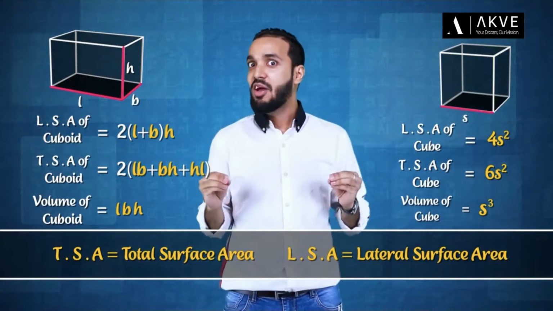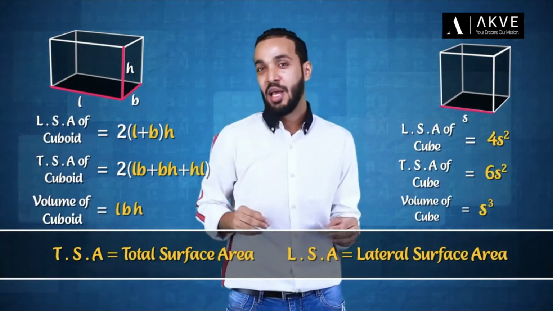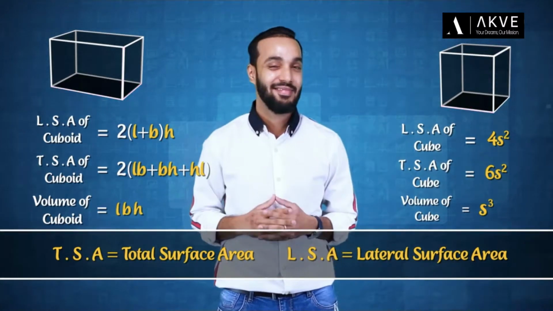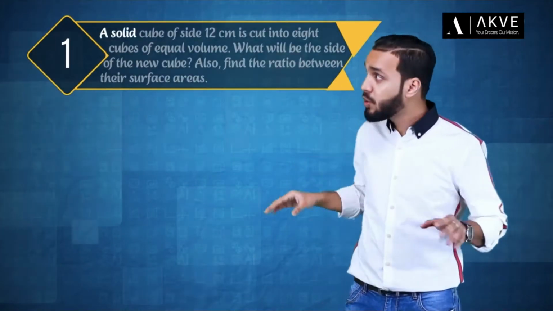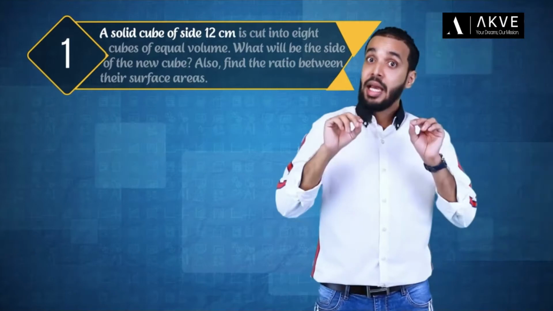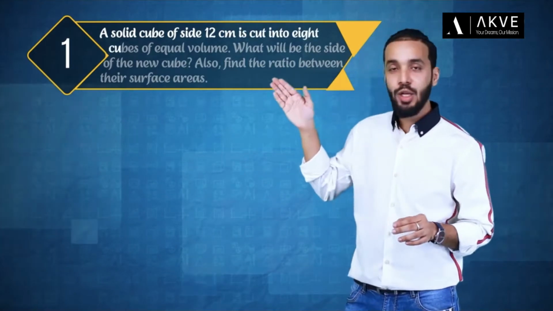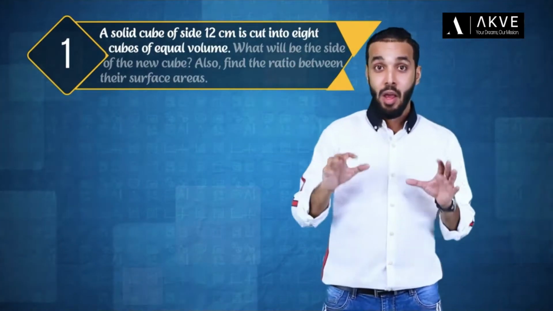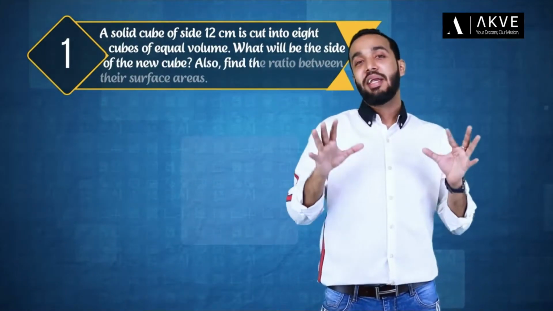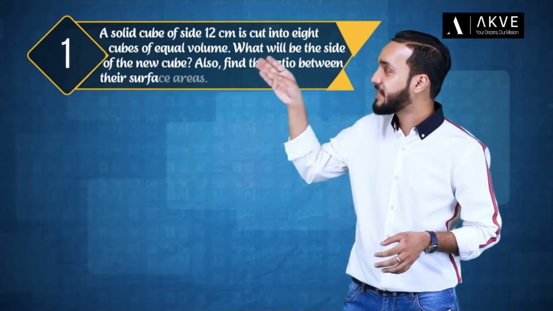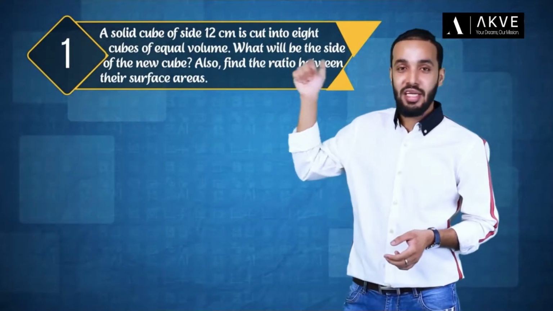So, now that we have armed ourselves with the formula, let's attack some questions. We'll start with something simple. Say this one. It states that a solid cube of side 12 centimeters is cut into 8 cubes of equal volume. What will be the side of the new cube? Also, find the ratio between their surface areas. Pretty simple a question, isn't it?